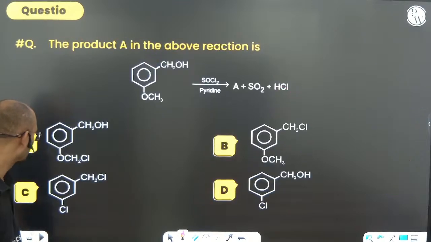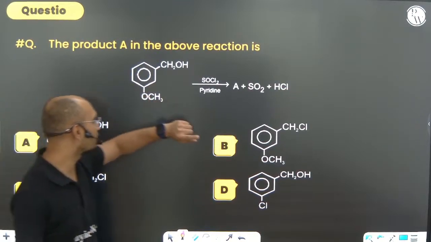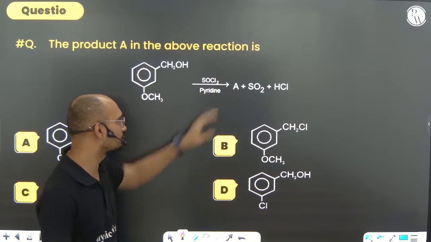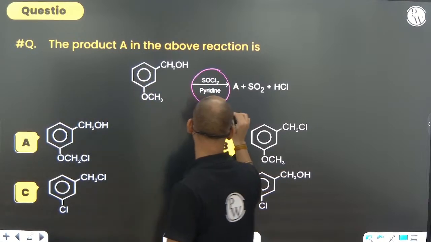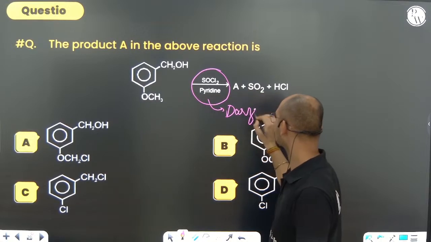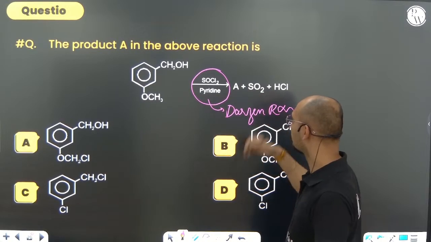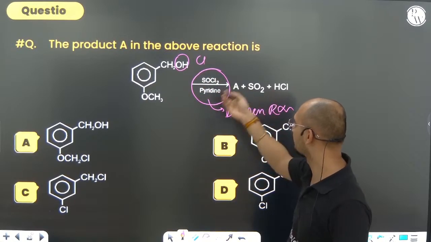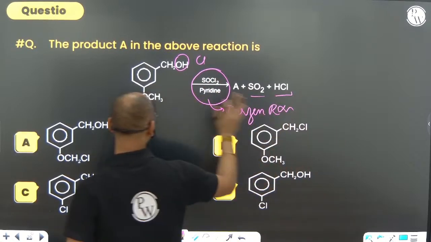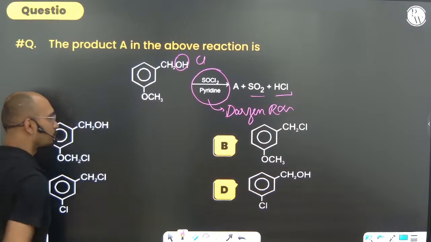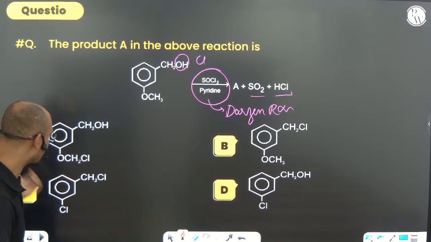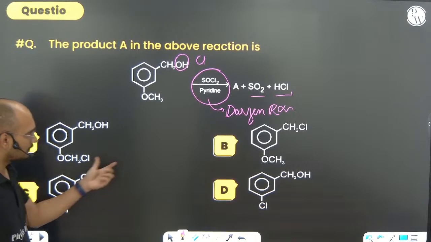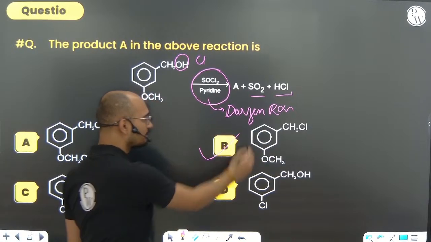Any doubt? No. Move ahead. The product A of the above reaction. In this reaction, SOCl2 and pyridine. SOCl2 pyridine reaction means it is going to be a Darzens reaction. Look carefully. What will it do to OH? It will convert it to Cl, and SO2 plus HCl. There is not going to be any reaction with the OCH3 part. So is there any product where there is CH2Cl and OCH3? Option B is the correct option.